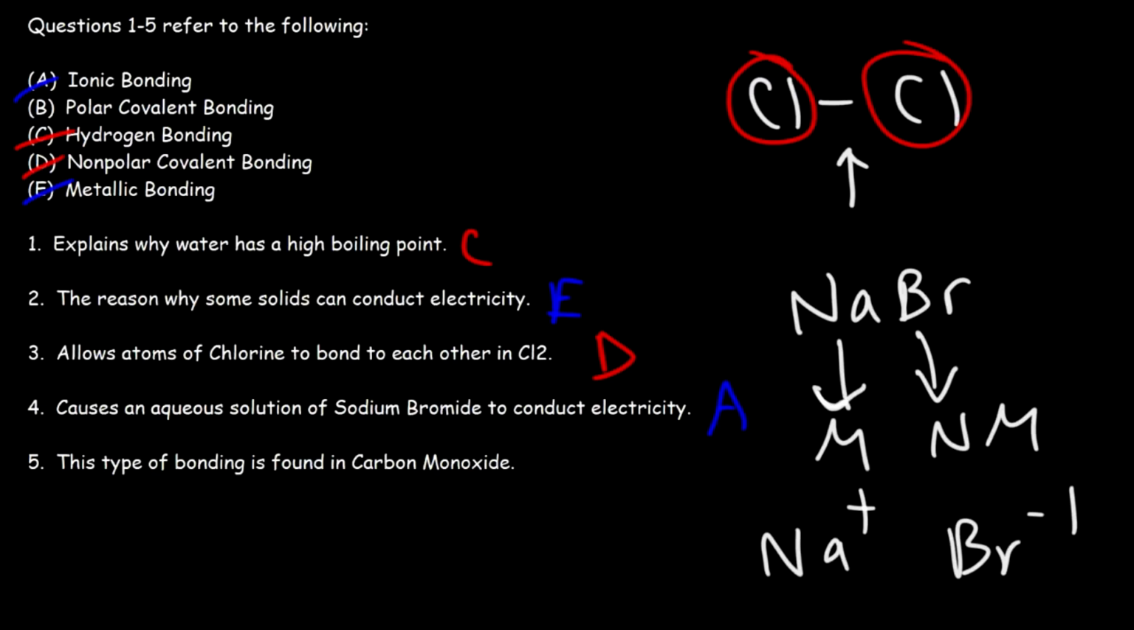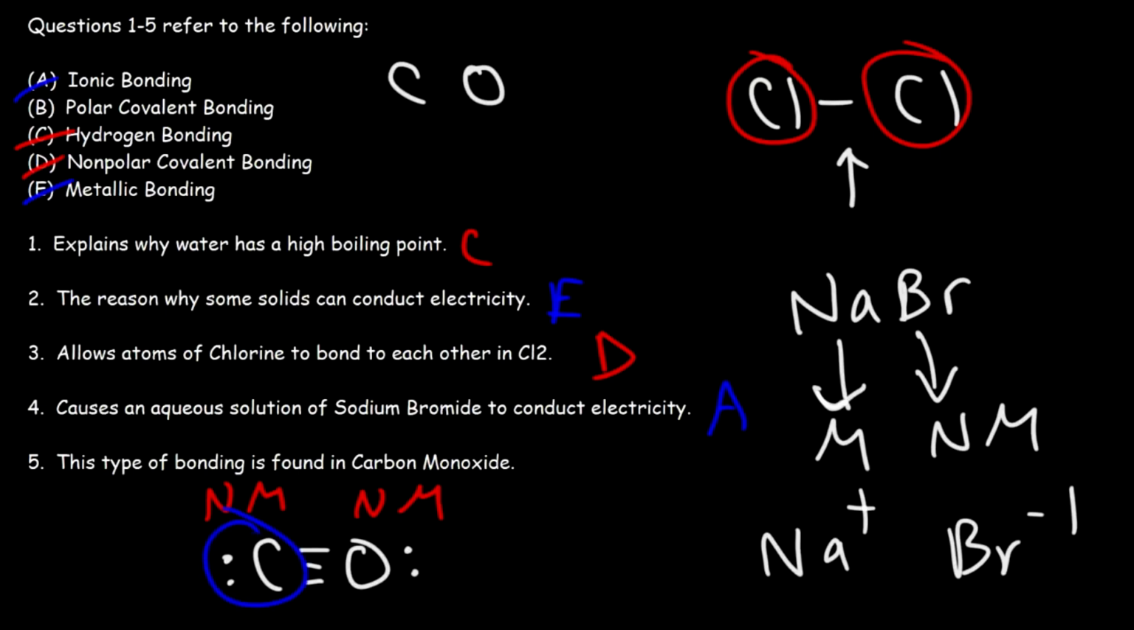Now, what about number 5? This type of bonding is found in carbon monoxide. Carbon monoxide is CO. If you draw the Lewis structure, it looks like this. There's a triple bond between the carbon and the oxygen. Now, both carbon and oxygen are nonmetals. And whenever you have 2 nonmetals sharing electrons, it's going to form a covalent bond. But because the elements are different, it's not going to be nonpolar covalent, but it's going to be polar covalent bonding. So the correct answer for this one is answer choice B.